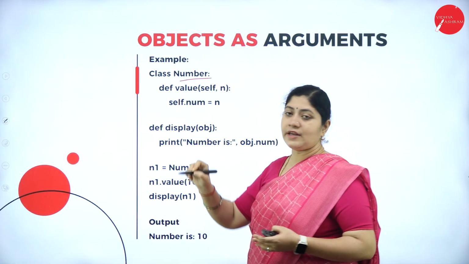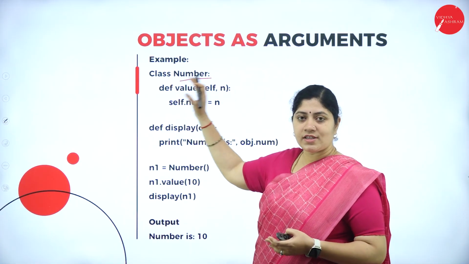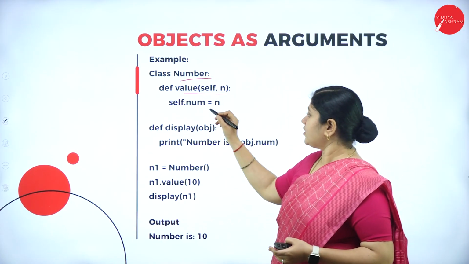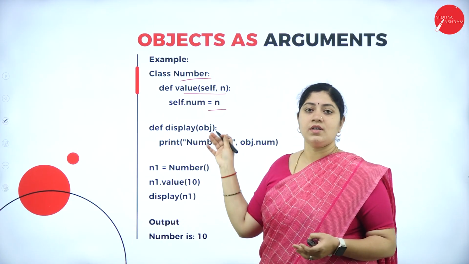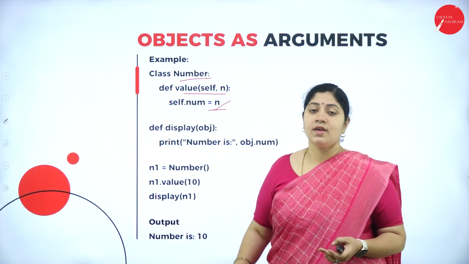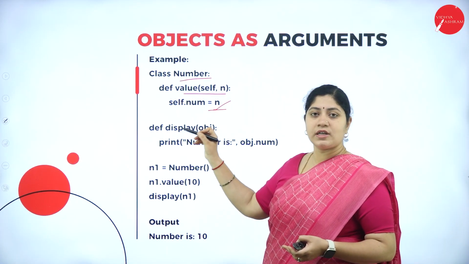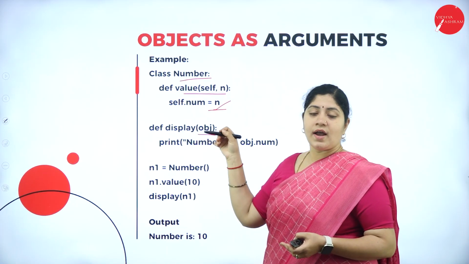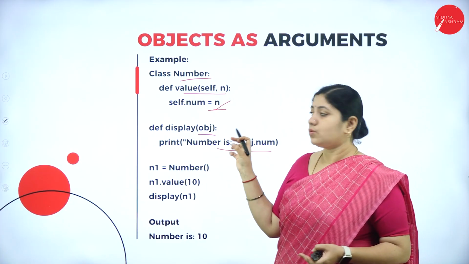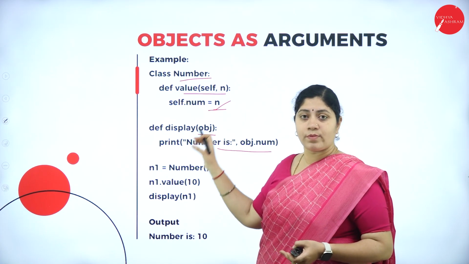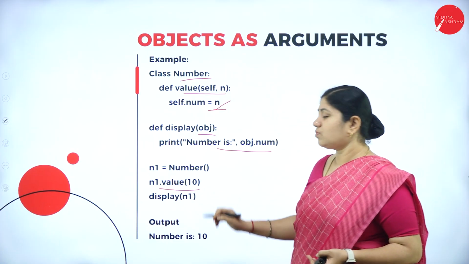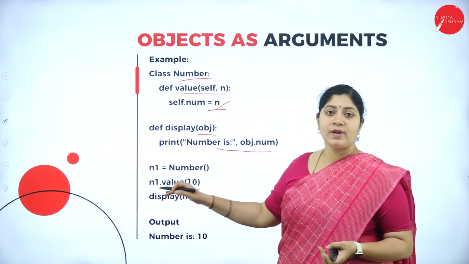We are defining a class Number. Further we define the constructor with self, n, and assign self.number with the value n. Similarly, let's define a display function taking an object, with a print statement printing the number as object.number. So this object number has to be printed, right? Now n1 equals Number, followed by n1.value of 10, then display of n1.